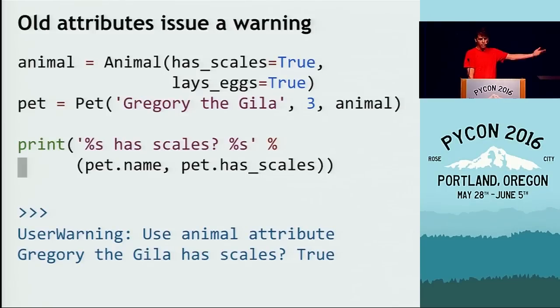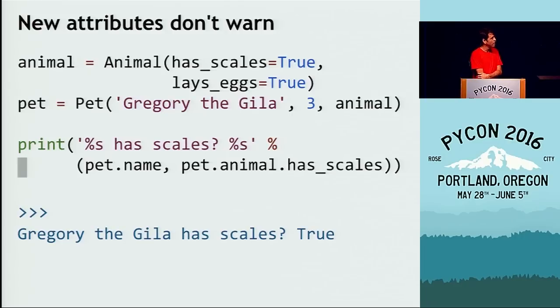And so, indeed, when we put this to the test, we can see that on this line with the gray, we're accessing the has scales. It works as advertised by, yes, Gregory the Gila has scales, but then it warns us that, hey, you should be using the animal attribute instead. If we use the correct usage here on animal, then we don't get a warning, but we get the same result. So you can see that's the only difference there, is that animal.